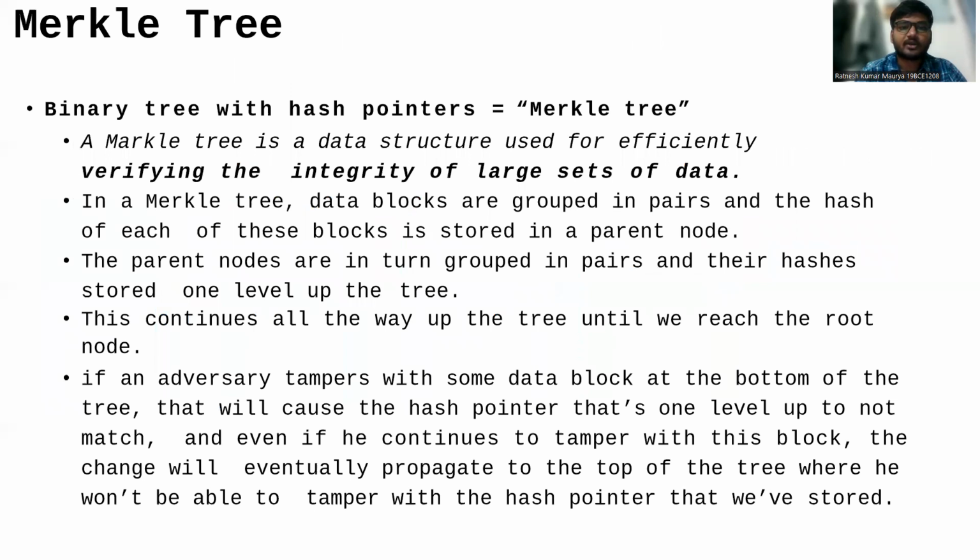A binary tree with hash pointers is a Merkle tree. A Merkle tree is a simple mathematical method for confirming the integrity of data. They are used in cryptocurrency to ensure that data blocks sent through a peer-to-peer network are whole, unchanged, and unaltered. They play a very crucial role in keeping cryptocurrencies like Bitcoin and Ethereum running. The parent nodes are in turn grouped in pairs, moving up one level of the tree. This continues all the way up the tree until we reach the root node.